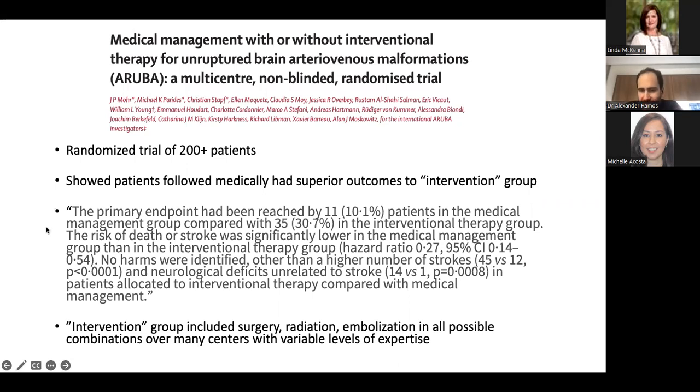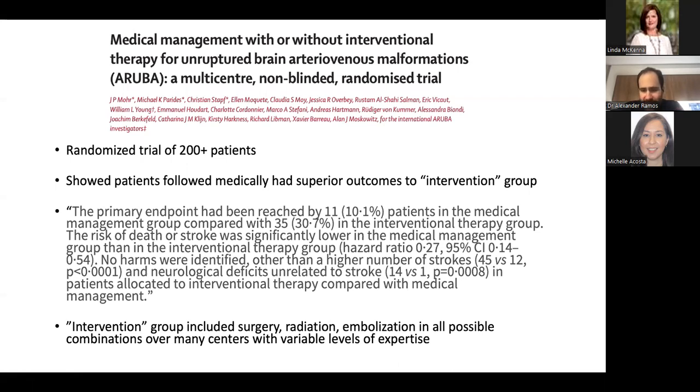So this is how to treat AVMs that are unruptured. And they found that if you just follow them and control their blood pressure, they do better than if you try to treat them. And so the argument that these authors were trying to make was that if you have an unruptured AVM, you shouldn't treat it. Unfortunately, this is an extremely flawed trial, especially because the intervention group included every kind of intervention: surgery, radiation, embolization. It was not standardized in any way. And a lot of these patients had surgery and procedures at centers that don't do a high number of these procedures. So obviously they had bad outcomes.